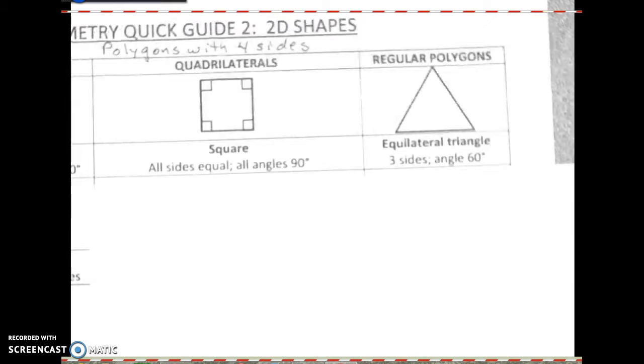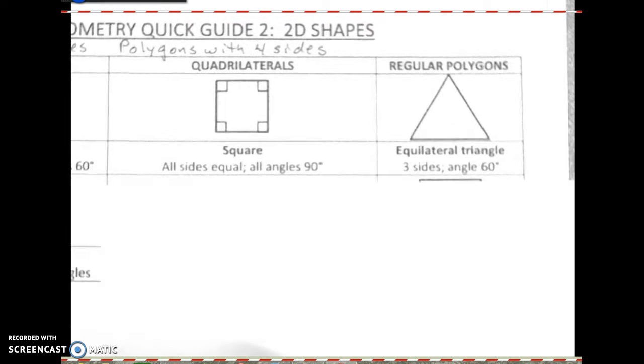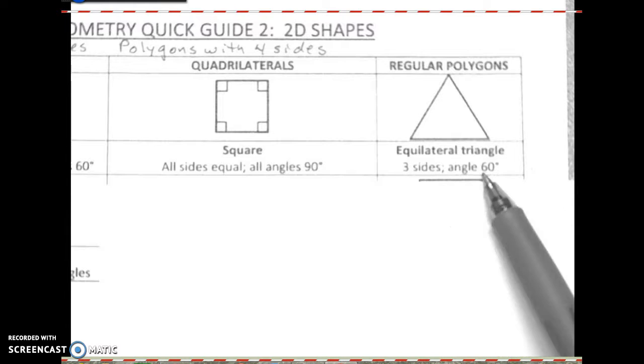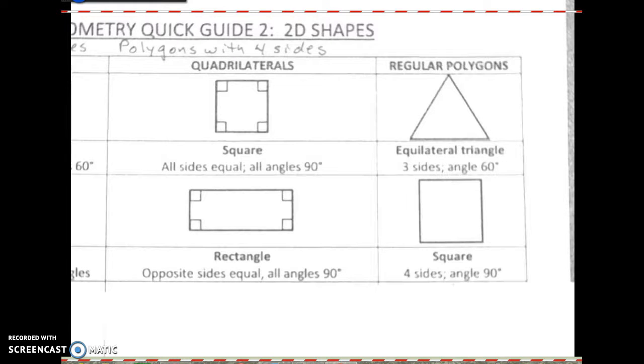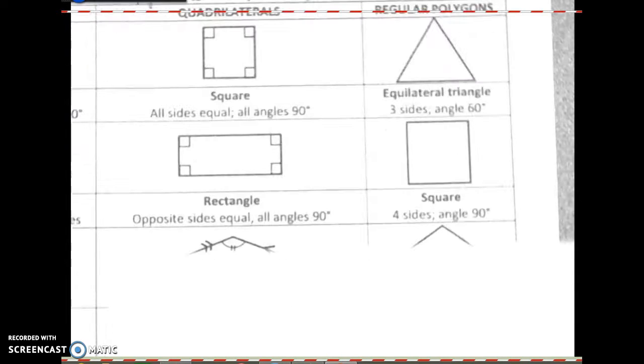So if I look at a square, it has all sides equal, all the angles are 90 degrees. If I have a regular polygon that's a triangle, it would be equilateral and equiangular. All 3 sides are congruent, all your angles are 60 degrees. If I have another type of quadrilateral, it would be a rectangle where my opposite sides are equal, all my angles are 90 degrees.